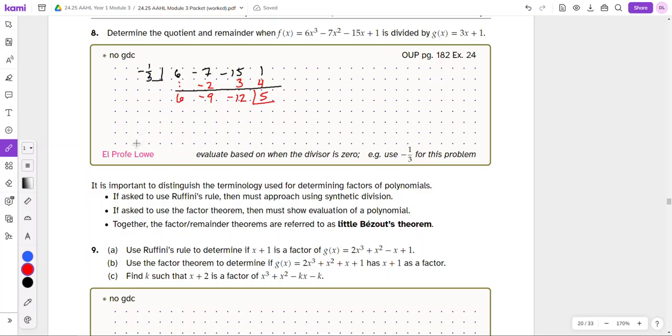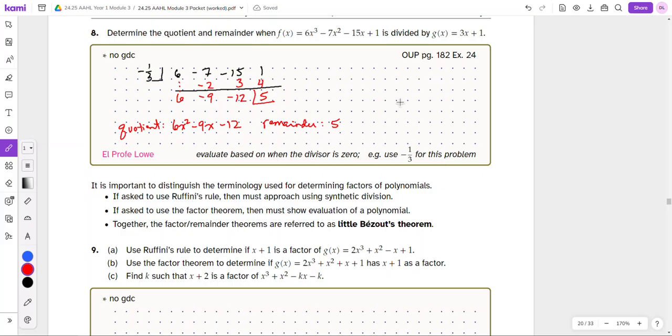But my quotient, right, my quotient is going to be 6x squared minus 9x minus 12. And my remainder is going to be 5. Okay. Being able to find that quotient will be useful for us later on when we start discussing rational functions. Being able to find the remainder will also be useful to us in other contexts.